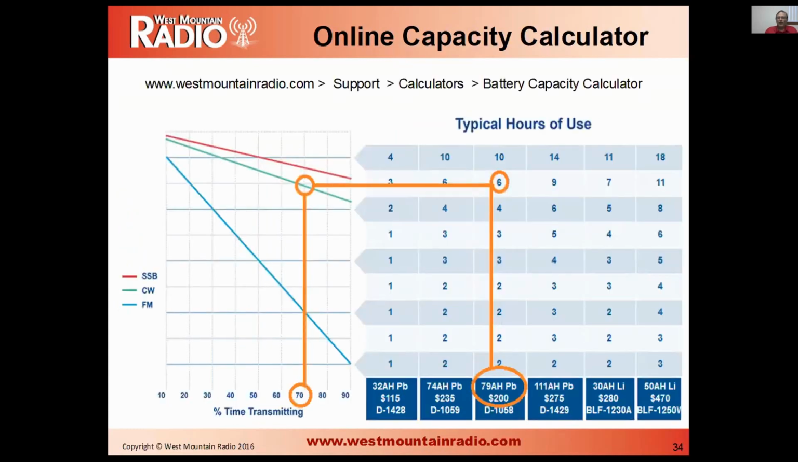We've got a calculator online at West Mountain Radio as well for determining how long a specific battery is going to last in a particular usage. I've circled on there, if you're doing CW, that's the green line. And if you talk 70% of the time, it shows a 74 amp hour lead acid battery will last about the 6 hours that I've got there. So you can compare the different batteries and different technologies to figure out what's best for you using that little chart on the West Mountain Radio website.